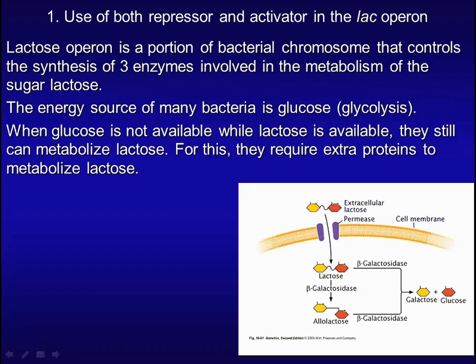The E. coli lac operon uses both repressor and activator. When glucose is not available while lactose is available, they still can metabolize lactose. For this, they require extra proteins to metabolize lactose. For example, they need permease to import lactose and beta-galactosidase to cleave lactose into two monosaccharides, galactose and glucose.